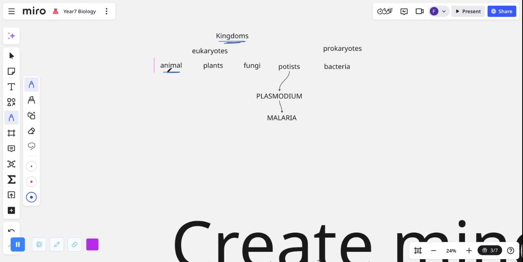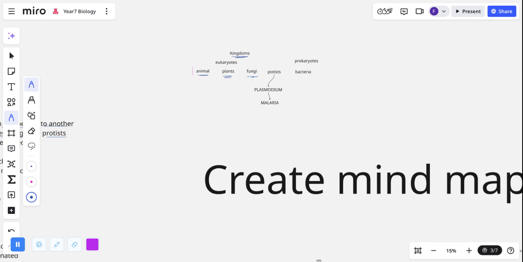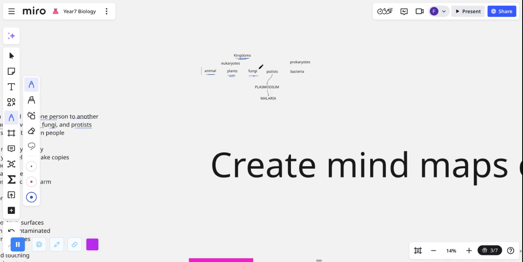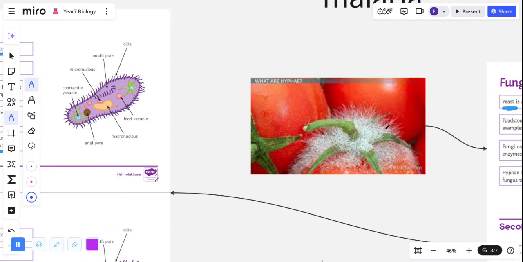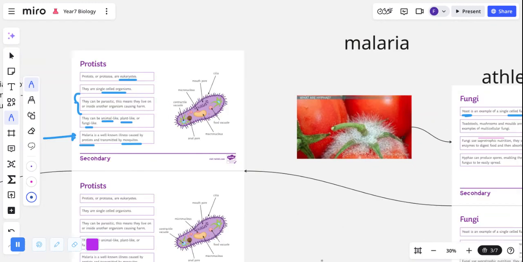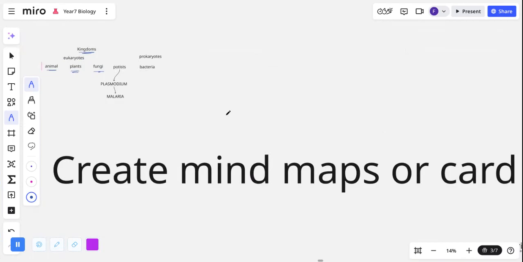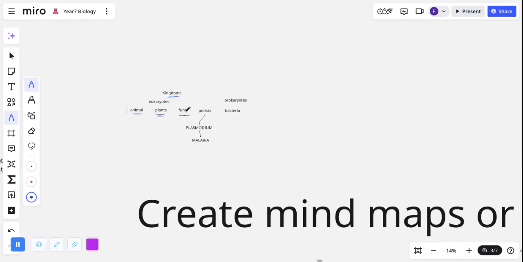We have animals, that is us, plants, trees as an easy example, and grass, and fungi, which we don't spend too much time on, but some really common ones are yeast and the fungi that rot fruit. And I showed you this last week. This is a fungus growing on some tomatoes.